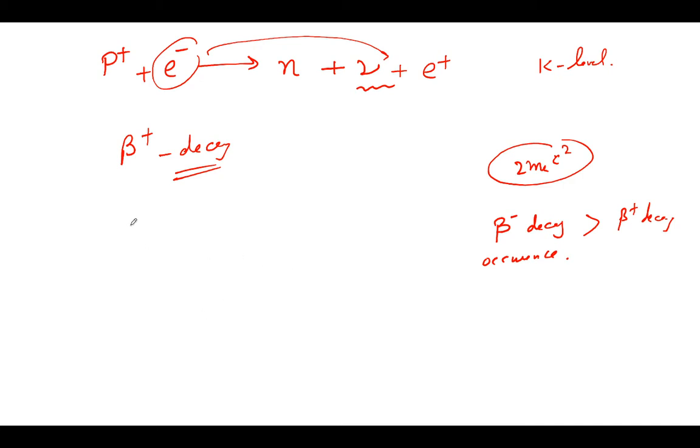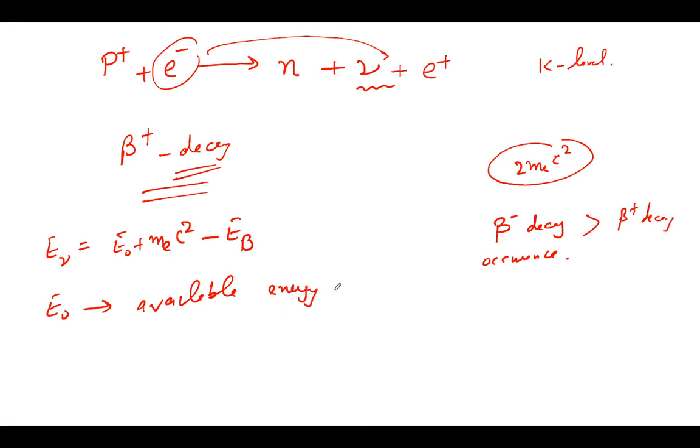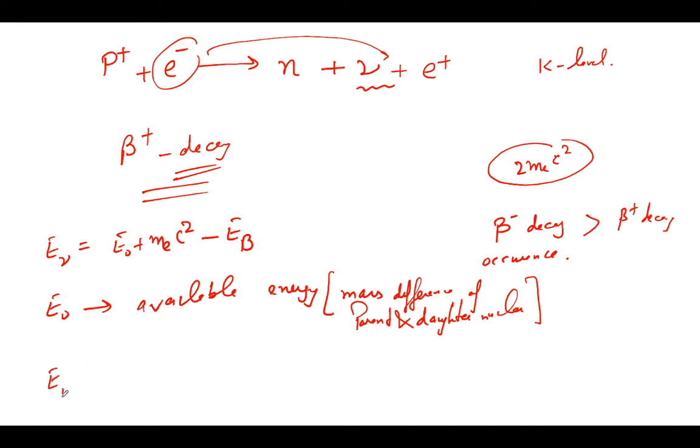So the orbital electron capture process is more frequent as compared to this beta plus decay. The kinetic energy of the emitted neutrino you can find out is equal to E naught plus mec squared minus E beta. Where E naught is the available energy corresponding to the mass difference of parent and daughter nuclei, that is the difference in energy between the parent and daughter nuclei, while E beta is the binding energy of this orbital electron in its respective atomic shell.